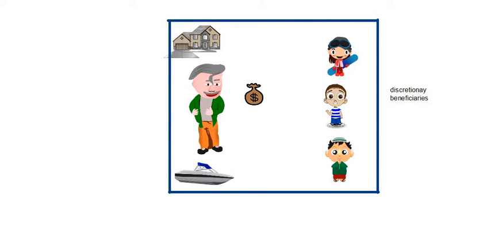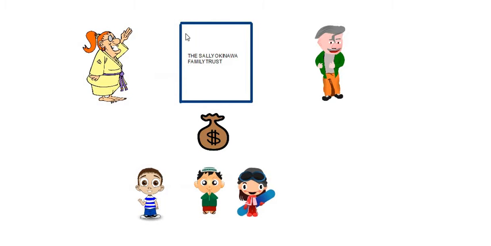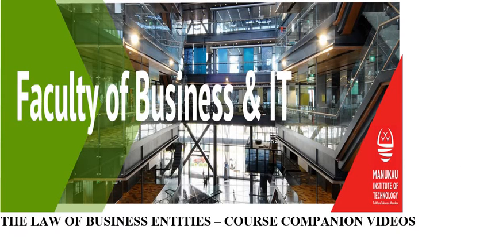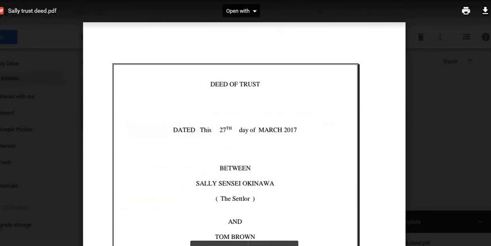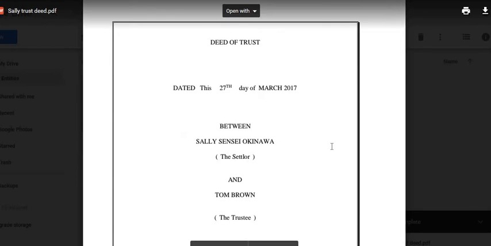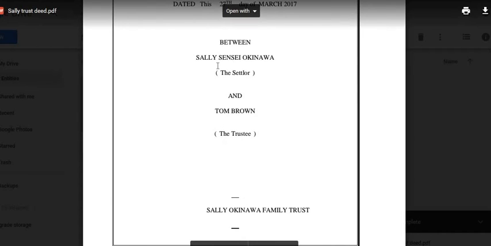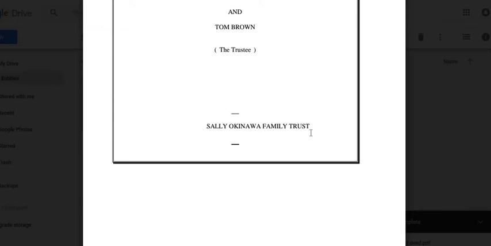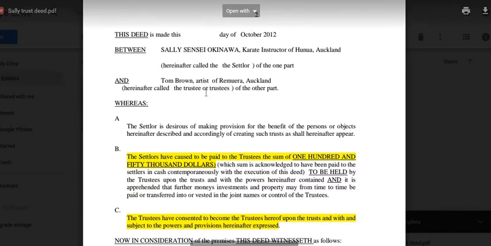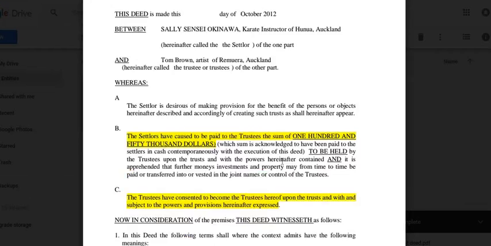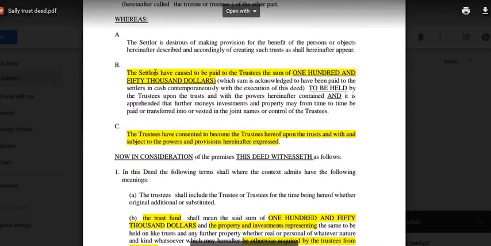So what we need to think about was what should have been in this trust deed. If we go to a typical trust deed, this is the trust deed from Canvas, and we're going to go through and just pick out a few of the key sections that help us here. So we've changed it to being Sally Okinawa as the settlor and Tom Brown the trustee. And we described it as the Sally Okinawa family trust. That's quite important to have a name. So we properly described the parties, Sally Okinawa as a karate instructor of Honua, and Tom Brown as an artist of Remuera. So in our agreement, the trust deed, we set out what's happened.